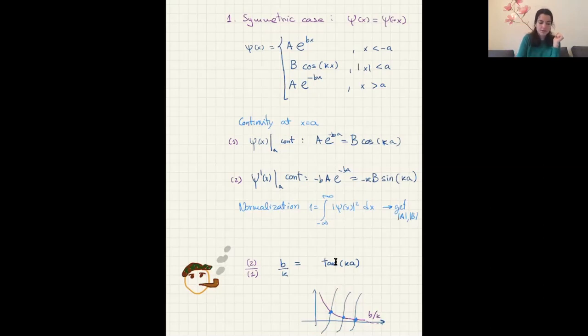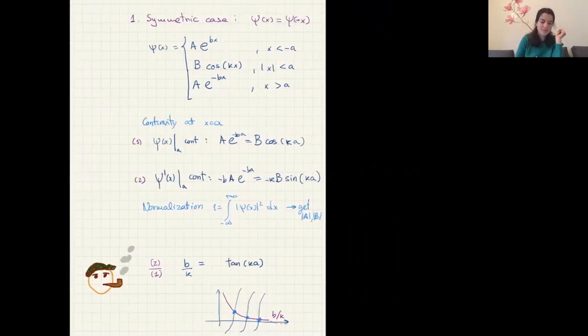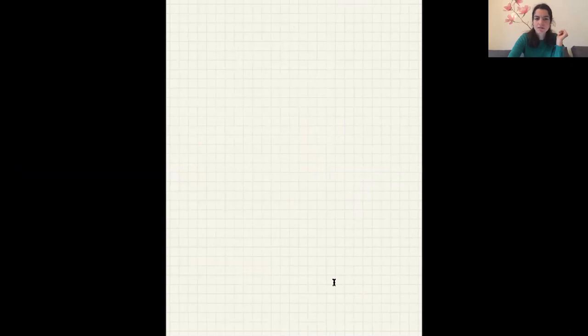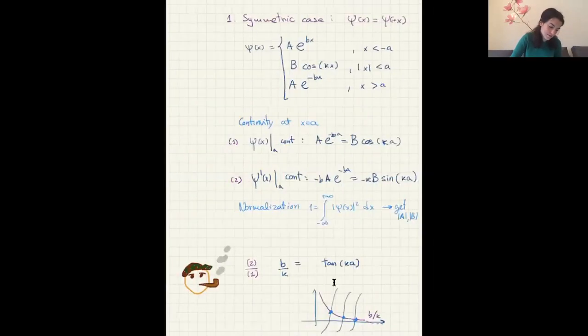Good. This is for the symmetric case of symmetric wave functions. Now let's do the anti-symmetric case, and you'll get more or less the same. Okay, so this is the symmetric case. Let's do here too.